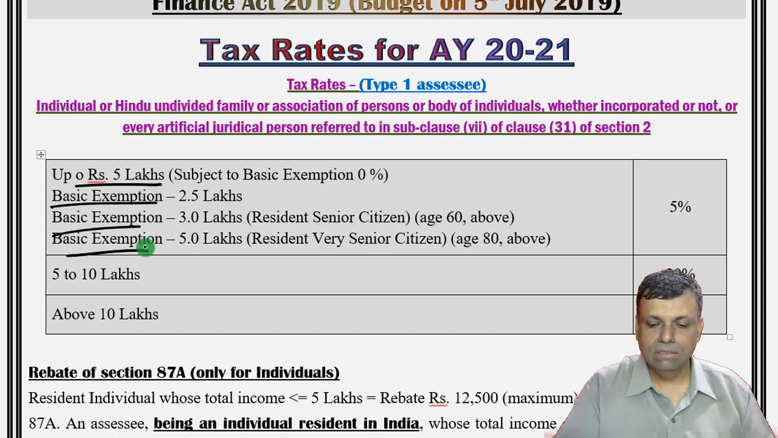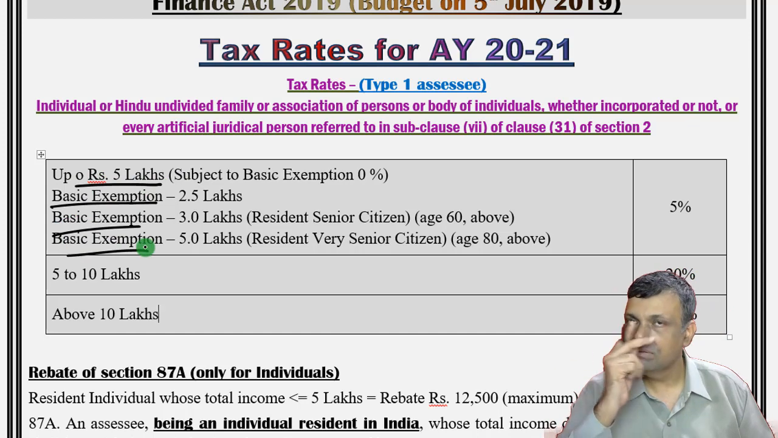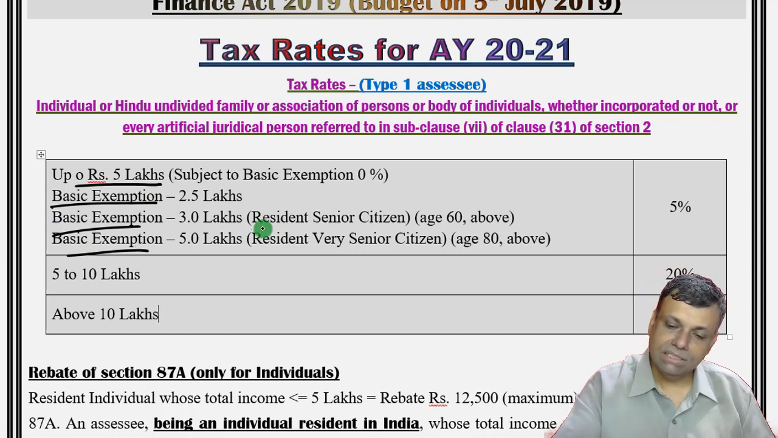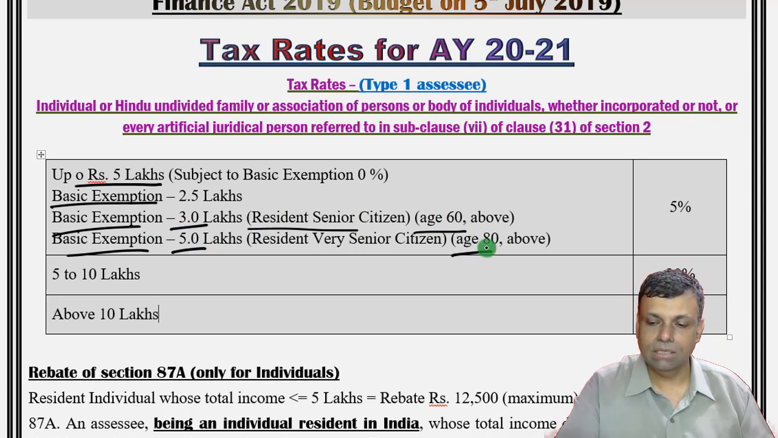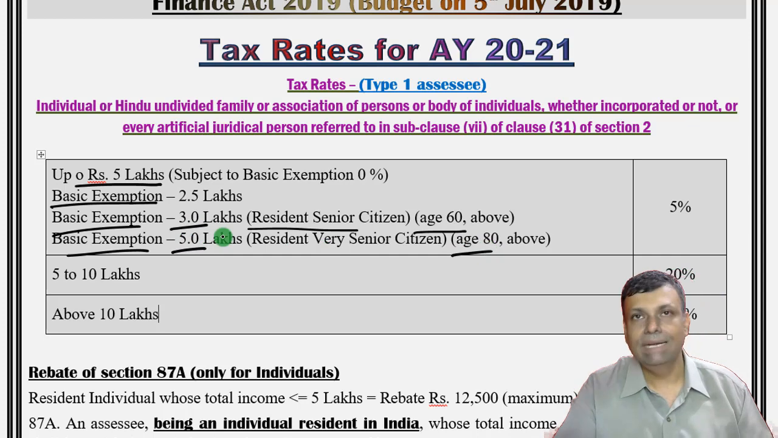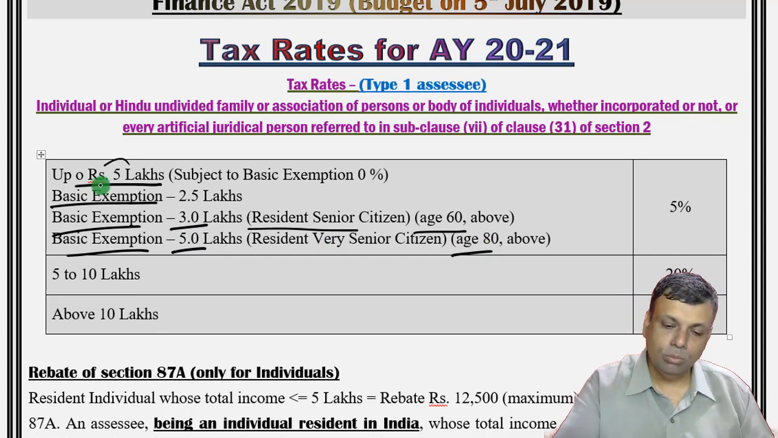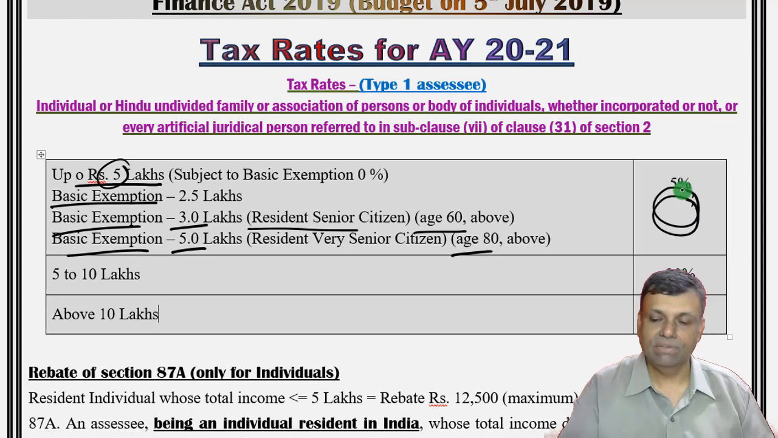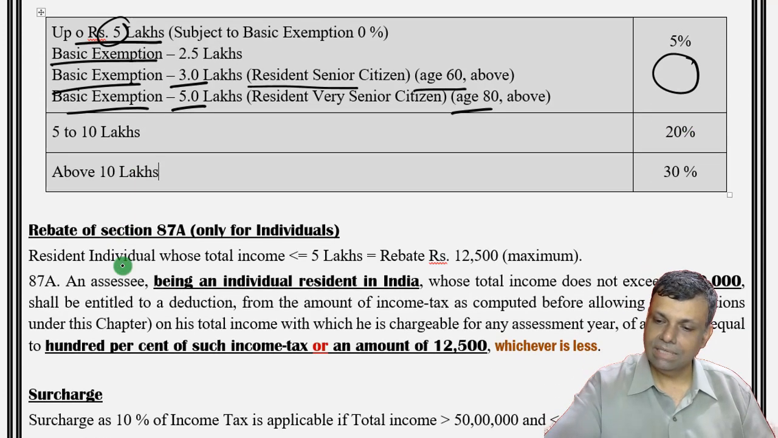Different categories of persons have different exemptions. For example, for a resident senior citizen aged 60 and above, the basic exemption will be 5 lakhs. And if you are a very senior citizen aged 80 and above, it's going to be 5 lakhs basic exemption. Okay, so up to rupees 5 lakhs, the rate is 5%. Then 5 to 10 lakhs, 20%, then 30%. Okay, so that is no big deal.